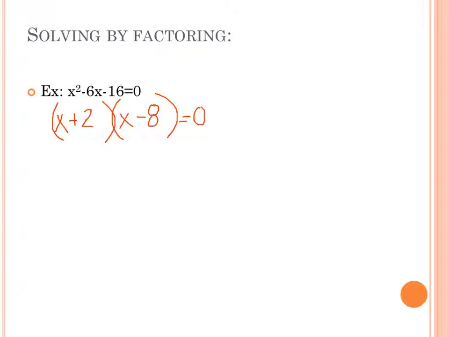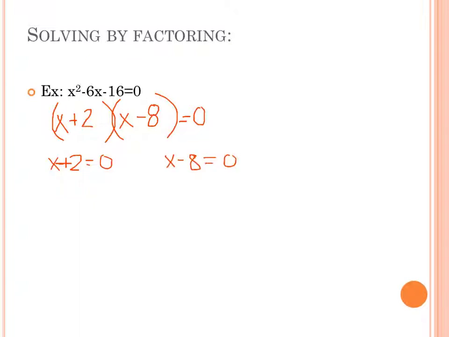Now, just like we did in the 4-1 lesson, we want to set each factor equal to 0. So we're going to set x plus 2 equal to 0 and x minus 8 equal to 0.